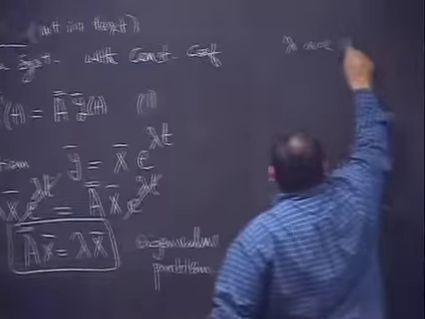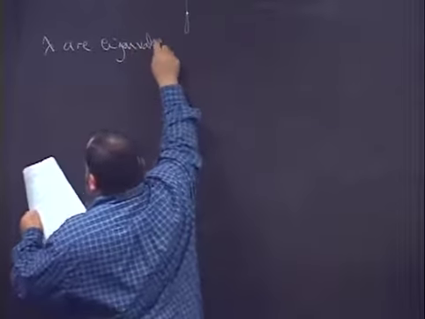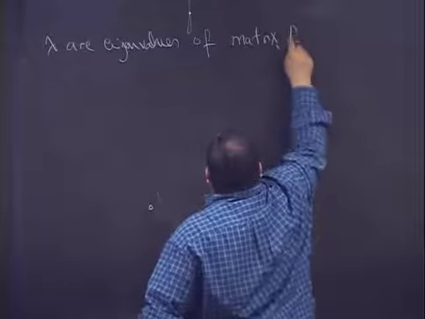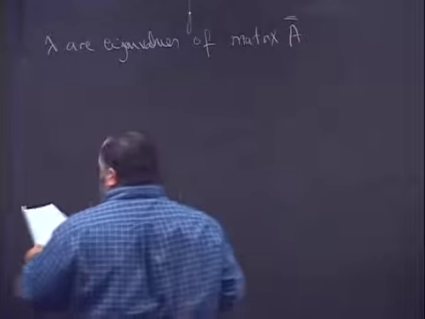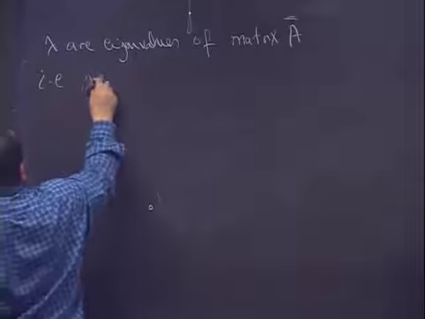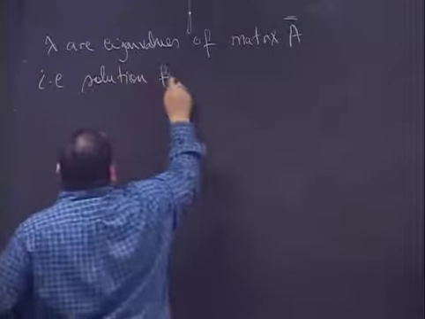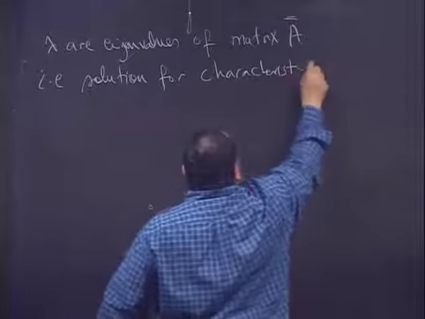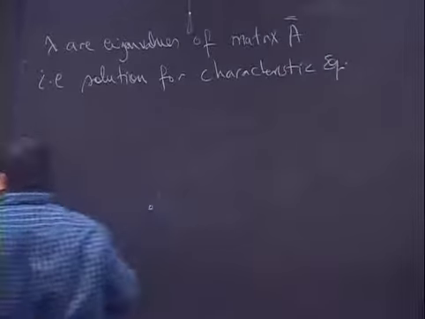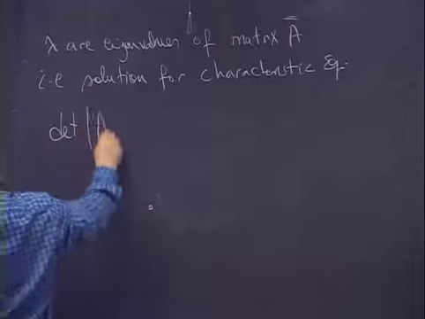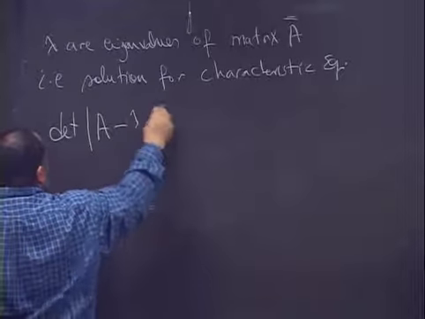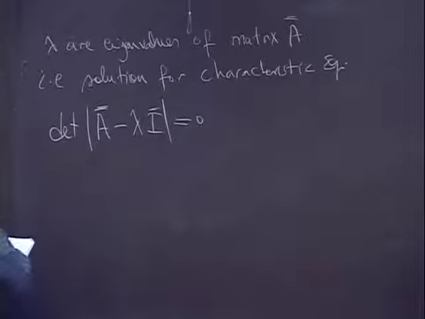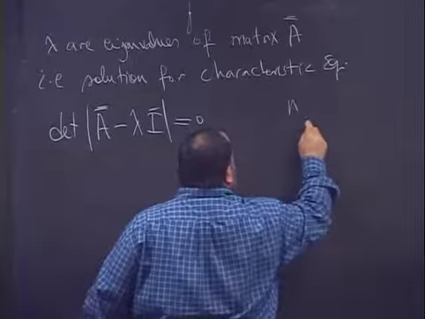So lambda are the eigenvalues of the matrix A. It is the solution for the characteristic equation, determinant of A minus lambda I equal to 0. And how many lambdas do you expect? N lambdas.